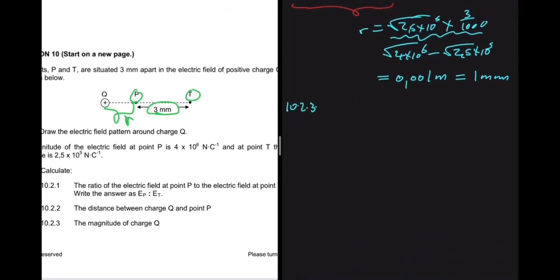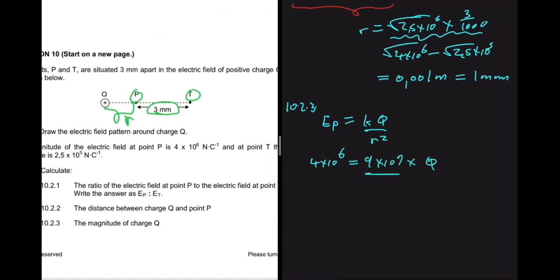We can use the electric field at P or at T, right? It doesn't matter right now because we have R. It should be easy to find Q, right? So let's just use EP. So we have EP is equal to KQ divided by R squared, right? But then EP is given to us. We know fully well that that is 4 times 10 to the 6 being equal to 9 times 10 to the 9 multiplied by Q.